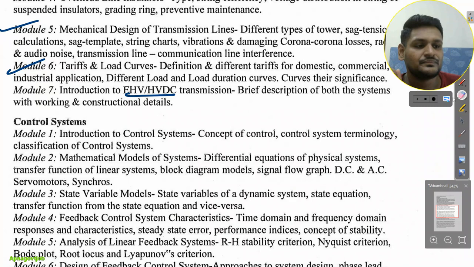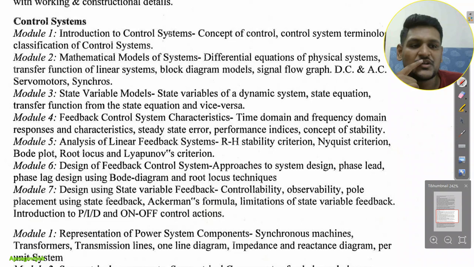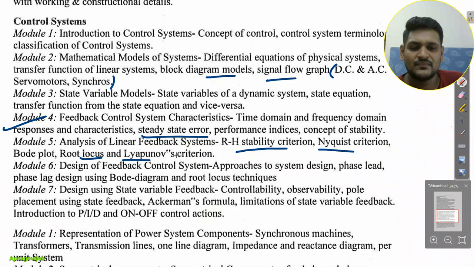Okay, next is your control. In control, we have the introduction, which is the basic part, then mathematical modeling, signal flow graphs, servo motors and synchros, which you will obviously do in your machines, and the state variable model, you will do. Feedback control system characteristics, this also you will do: time domain and frequency domain, steady state error, everything, basic things. Then RH criteria, Nyquist criteria, root locus, leave these things.